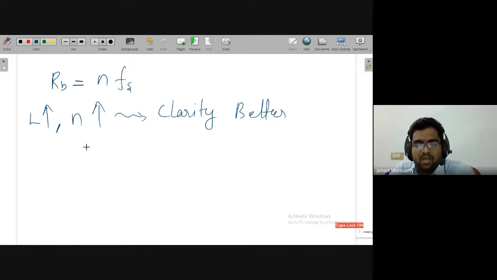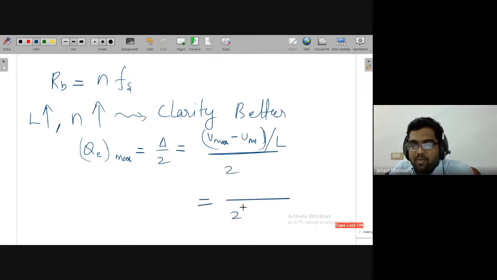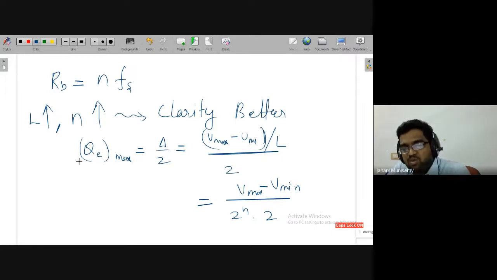Or otherwise, you can observe this from the quantization error formula. The maximum quantization error we have defined as del by 2. What is del? Del means step size. Step size means V max minus V minimum divided by L, where L is 2 power n. So when you increase n, automatically quantization error will reduce. Once quantization error reduces, clarity will increase.